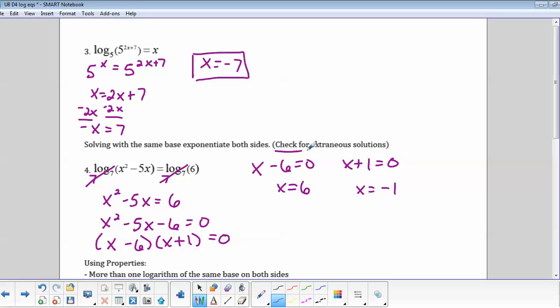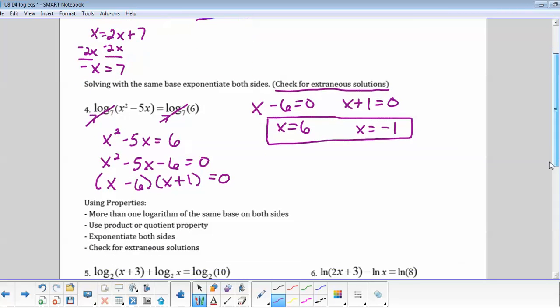It says to check for extraneous solutions because remember that this part in the parentheses has to be greater than 0. So 6 squared minus 5 times 6 is 6, that works. Negative 1 squared, that's positive 1, and then this is going to make a positive 5, that's also 6. So neither answer is extraneous, you do have 2 solutions.